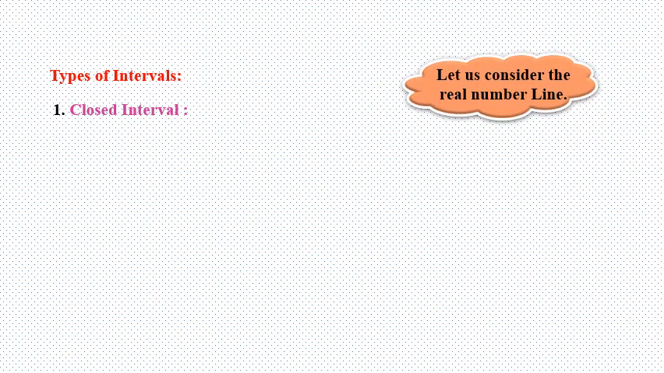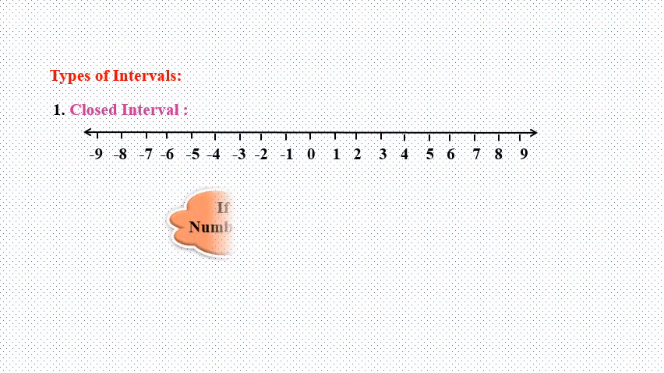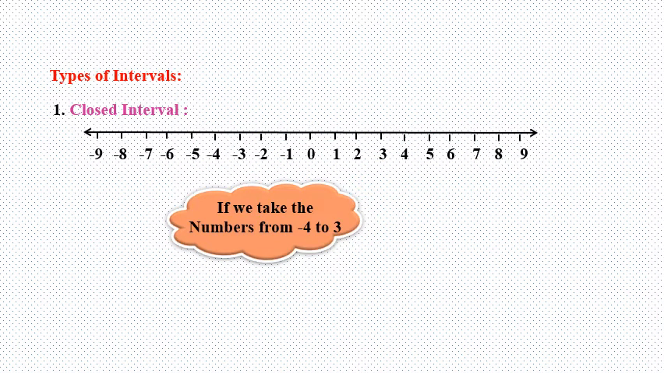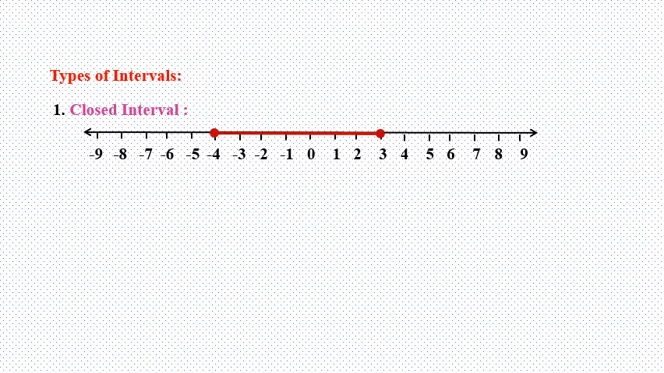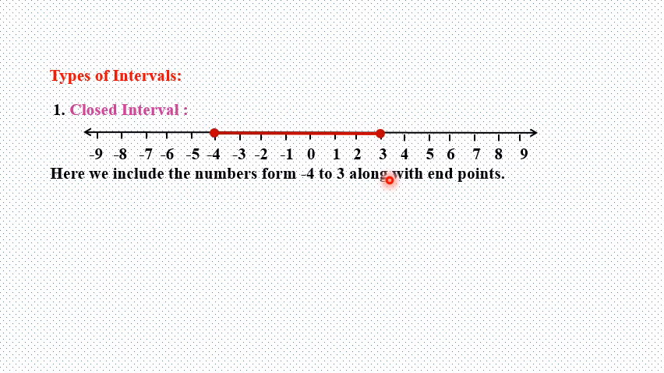Closed interval. Let us consider the real number line. If we take the numbers from minus 4 to 3, see here how I have marked it dark. Here we include the numbers from minus 4 to 3 along with the endpoints. Therefore such an interval is called a closed interval.